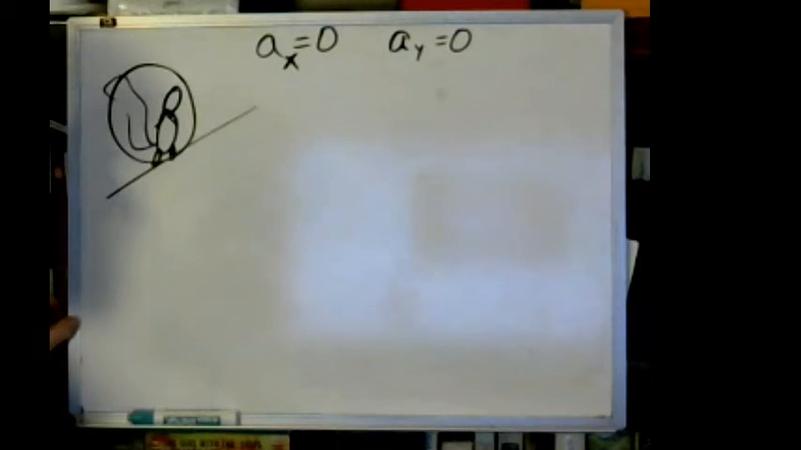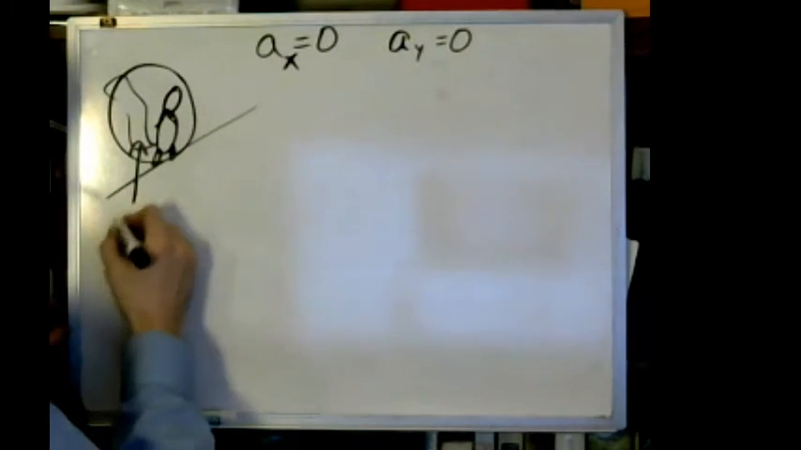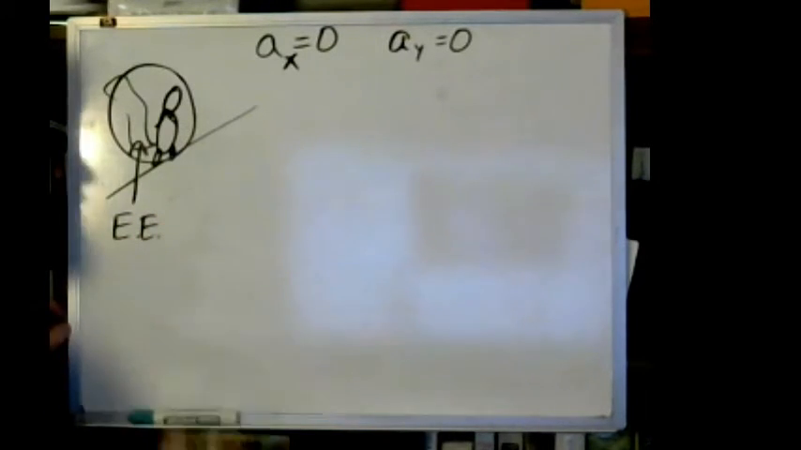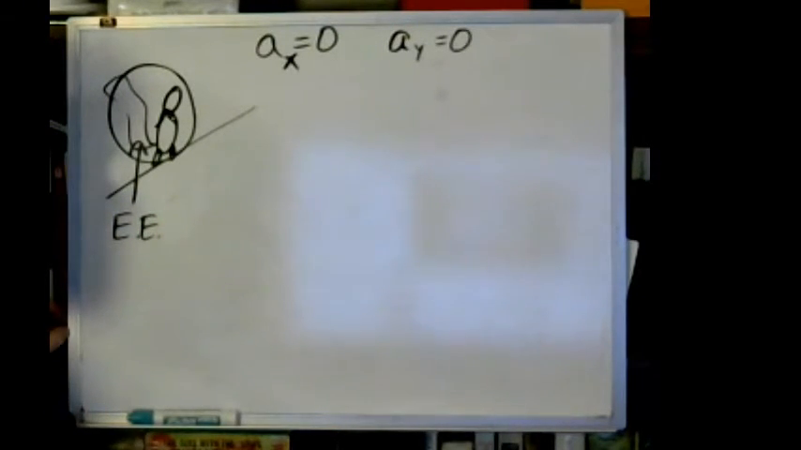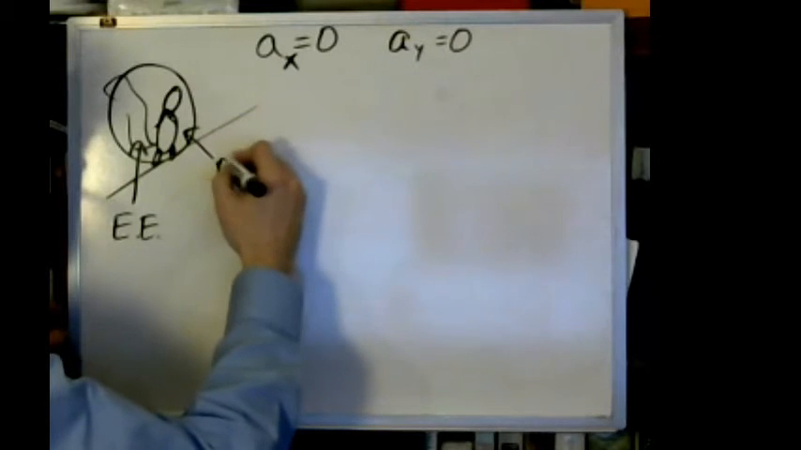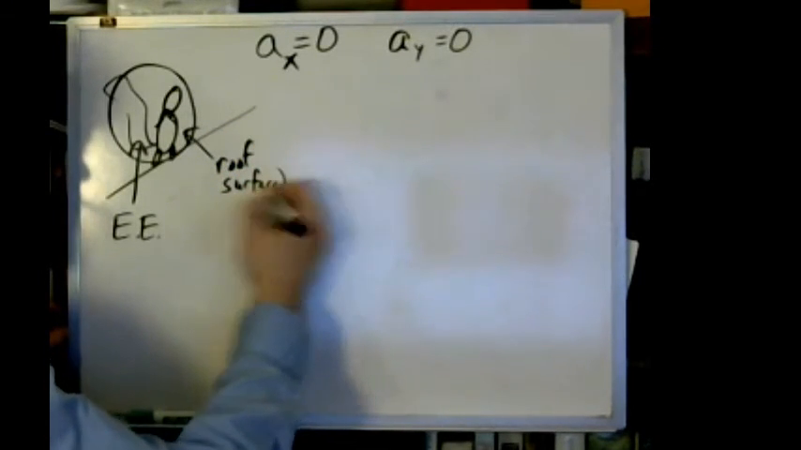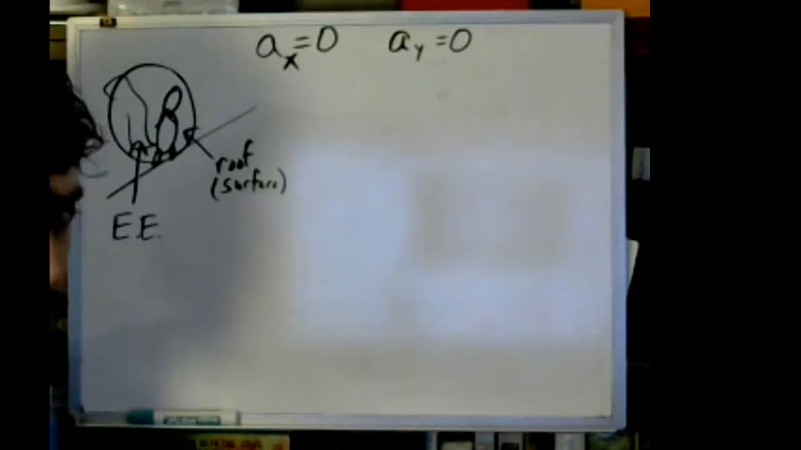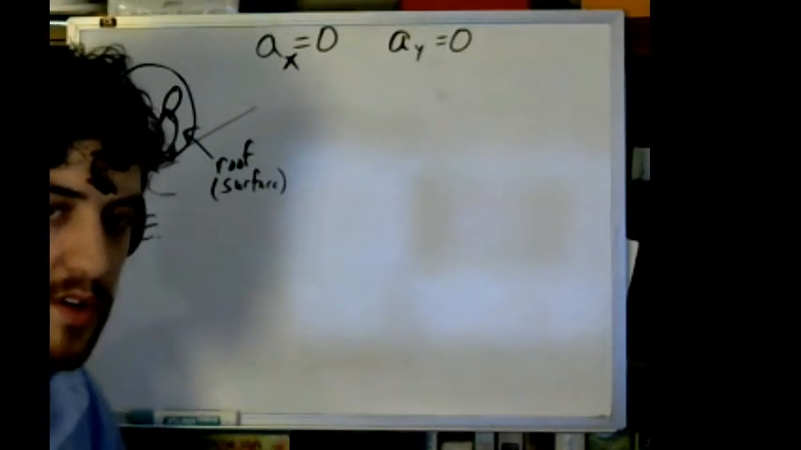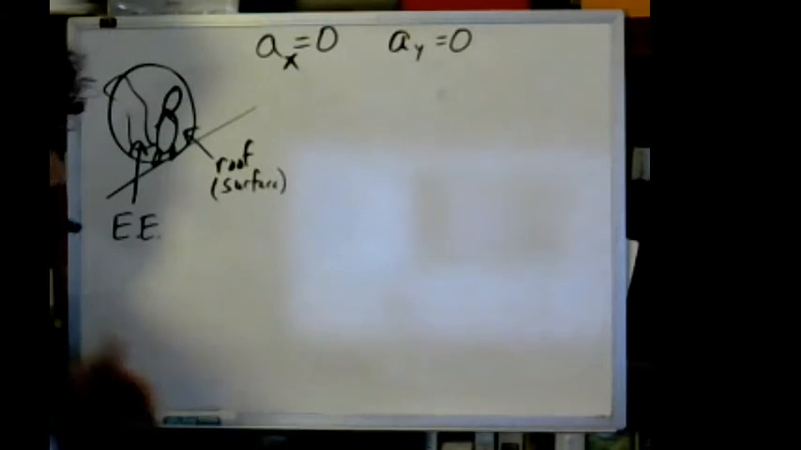The squirrel is our system, looking at things that are crossing the line. We have the entire Earth interacting with the squirrel. We also have the roof interacting with the squirrel. This is our surface. Surfaces are capable of exerting 2 forces, the normal force and frictional force.